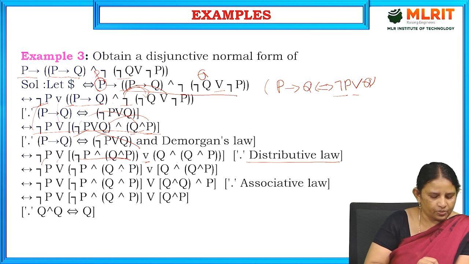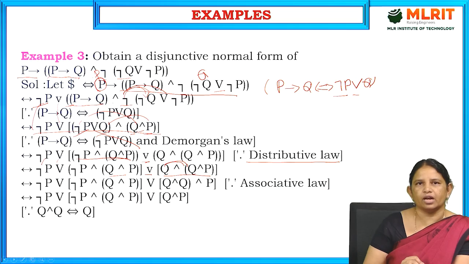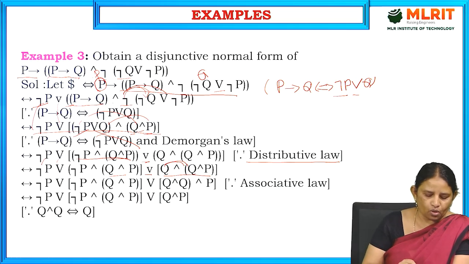So Q and P will be written as it is, Q and P or Q and P. This is the required statement. Next, again Q is distributed over multiple statements according to the distributive law. Negation P, write as it is. Then negation P and Q, and P write as it is. Again Q will be distributed according to the distributive law.